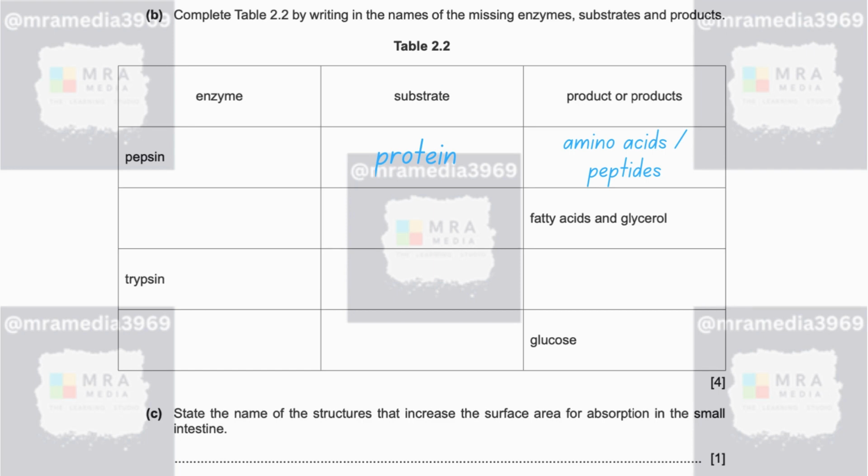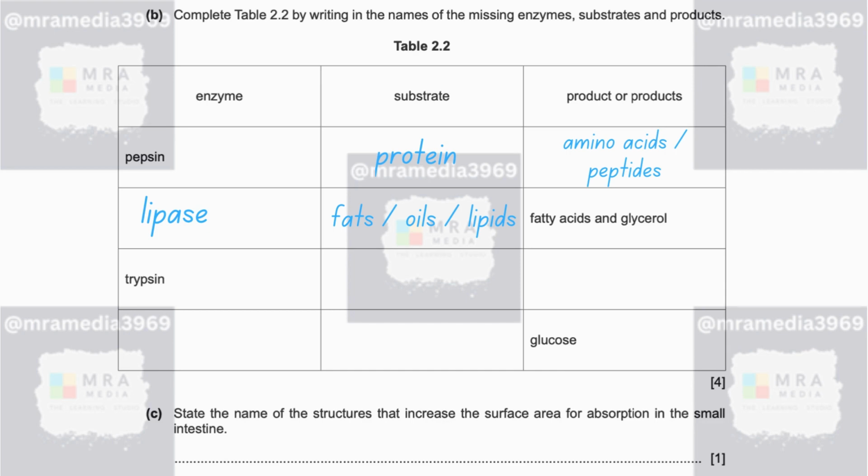Secondly, right, this time the products are given to us, fatty acids and glycerol. Okay, so fatty acids and glycerol are the components of fats and triglycerides. The enzyme responsible for breaking down these molecules into smaller components is lipase. Right, so the substrate can be either fats, oils, or lipids, and the enzyme is lipase.